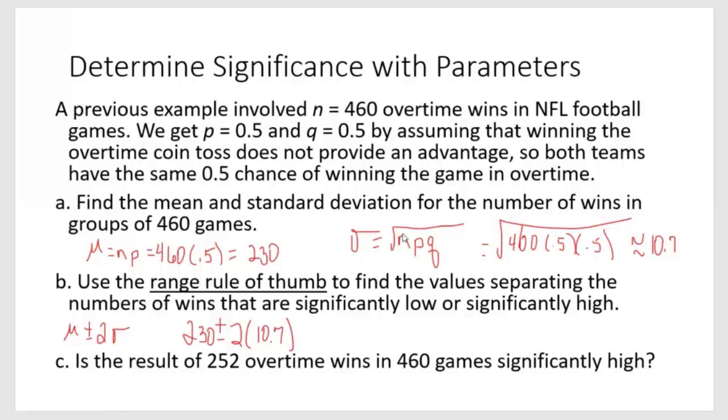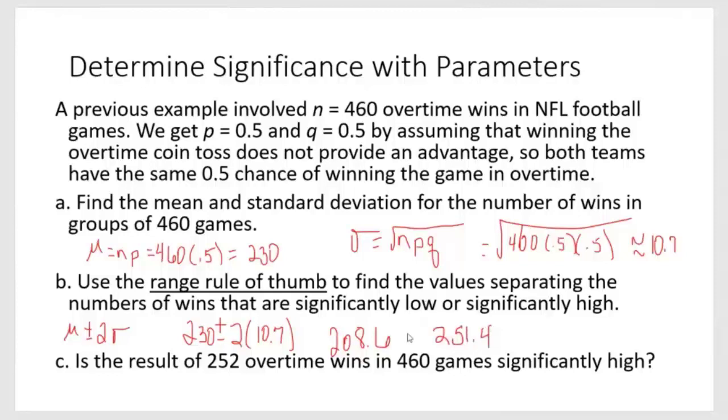All right, so first of all, let's do the subtraction one just so that we get our low number first. So if I take 230 minus 2 times 10.7, I get 208.6. And then when I go back and do the exact same problem with the plus, so 230 plus 2 times 10.7, I get 251.4.